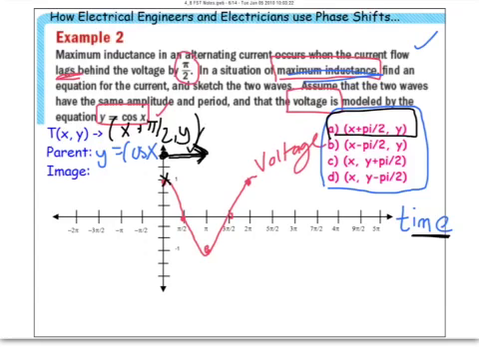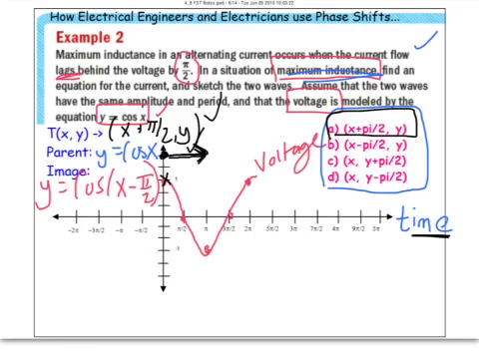Now to write the equation, it's very easy. The ordered pair rule says take x plus pi over 2. That's exactly what happens. The ordered pair rule is literally what's going to happen. To force the equation to do that, you take your parent function, and we're going to subtract from the x pi over 2. That is the equation of inductance.